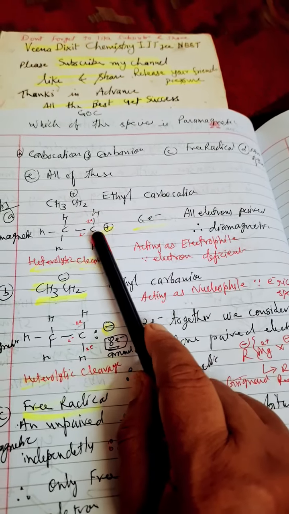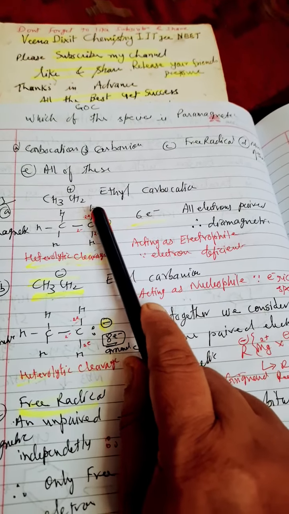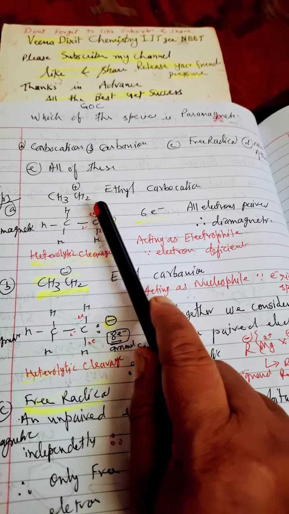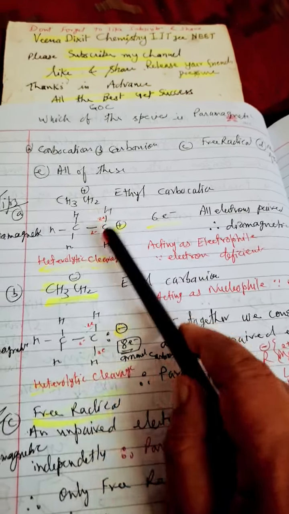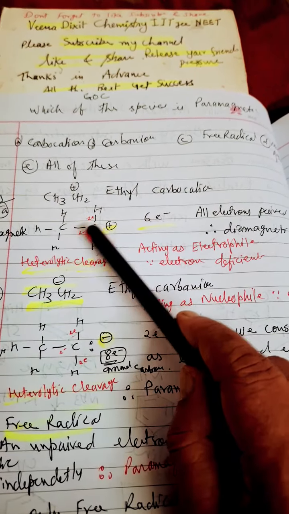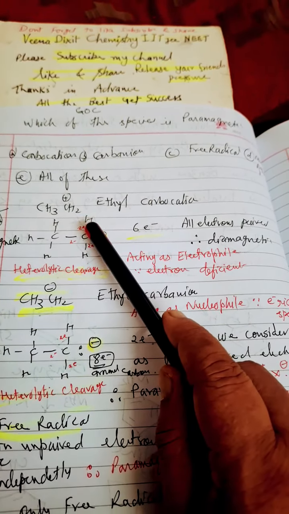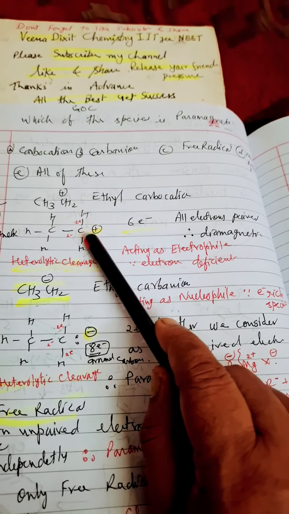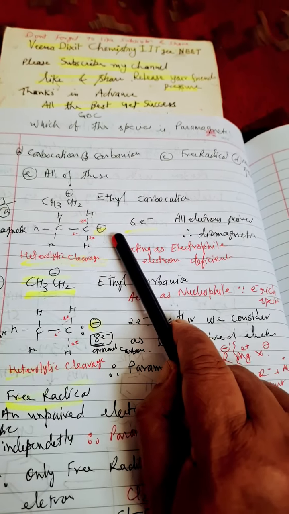See here, this carbon is carrying one positive charge, and three bonds are present: two carbon-hydrogen bonds and one carbon-carbon bond. Each bond is made up of two electrons, so one bond is contributed by two electrons. So 2, 4, 6 electrons are there. The octet is not complete, so it is electron deficient.